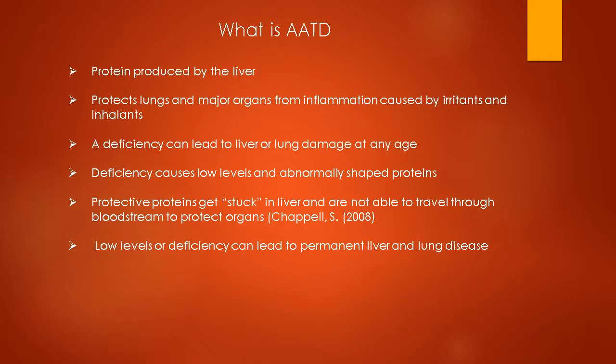What is AATD? It is a protein that is produced by the liver. It protects lungs and major organs from inflammation caused by irritants and inhalants. A deficiency in AATD can lead to liver or lung damage at any age. The deficiency causes low levels in the bloodstream, and it also causes an abnormally shaped protein. When these proteins are abnormally shaped, they get stuck in the liver and are not able to travel through the bloodstream to protect the vital organs. Low levels or deficiency can lead to permanent liver and lung disease.